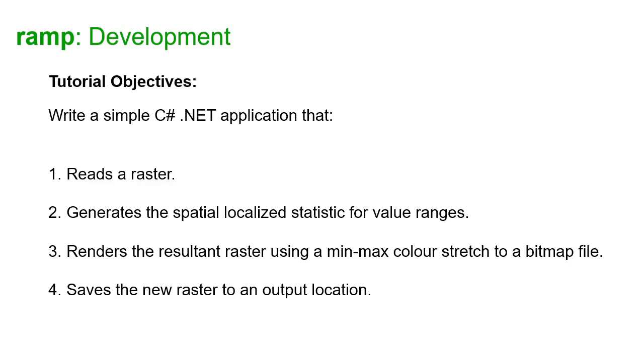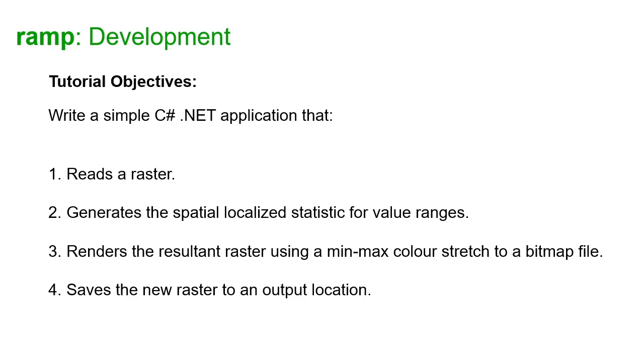In this video, we're going to write a simple C# application using the RAMP API, or Application Programming Interface. So the objectives for this tutorial will be to read a raster file, generate the spatially localized statistic for the value range in a kernel, and render that resultant raster to a bitmap file using a minimum to maximum or linear color stretch, and then finally save the new raster file to an output location.